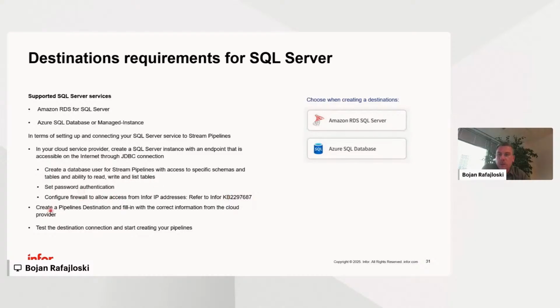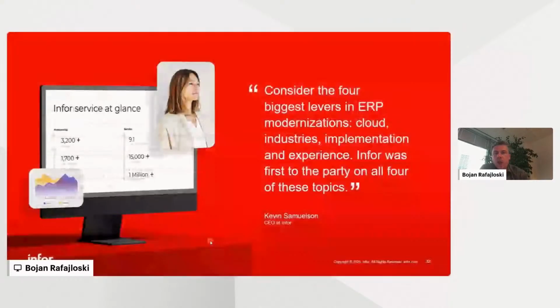Once you've set this up, you create a pipeline destination, fill in the credentials and the host for the database, and you can press the test button there. If everything is successful, then you can start creating your pipelines. Right, let me switch over to the demo. Sorry for this lag here.